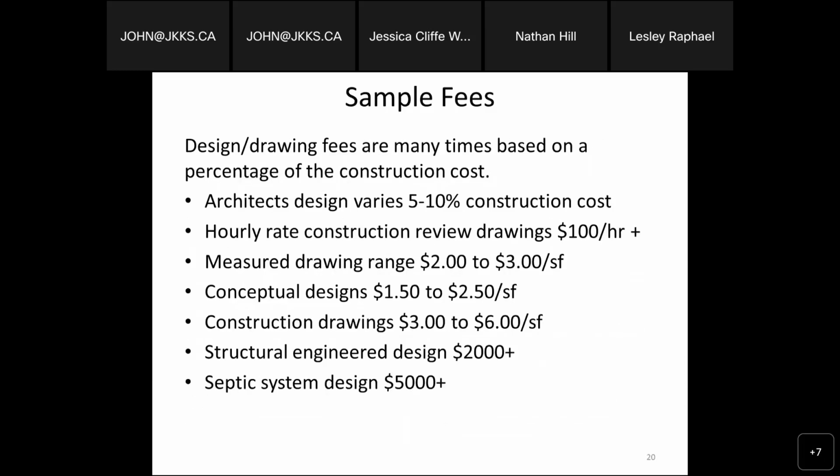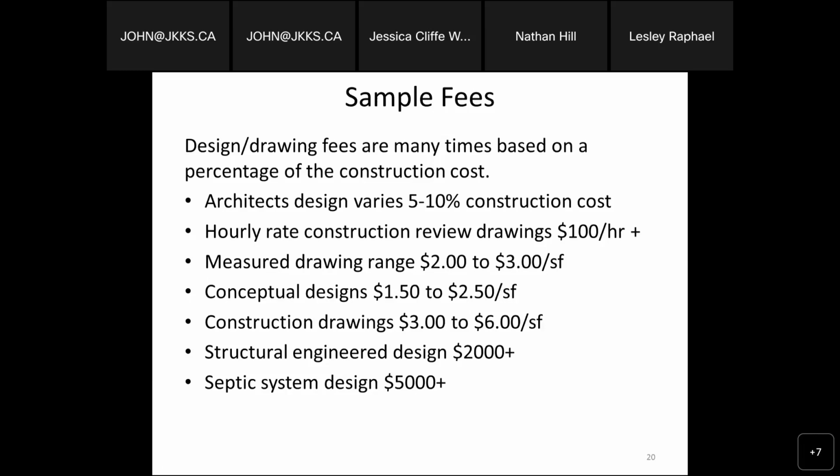I also wanted to touch a little bit on the question that sometimes comes up: what about when we talk about sign-offs and fees and all the work that's required when it comes to architecture, engineering, and certainly the construction drawings. So I put this slide together to give some examples of sample fees. Design drawing fees are many times based on a percentage of construction costs. As an example, an architect's design fee can vary from 5 to 10% of the actual construction costs. That can amount to literally tens, if not hundreds, of thousands of dollars.